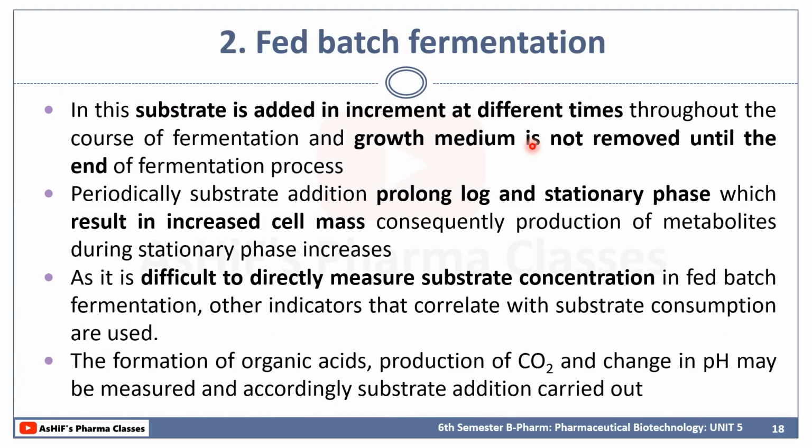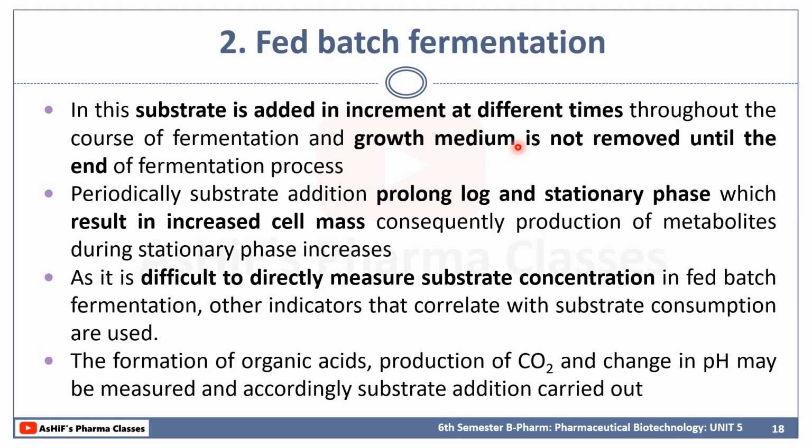Now coming to the second one, that is the fed batch fermentation. As the name indicates, we will feed the batch fermenter. What do you mean by feeding? As we mentioned, in order to produce primary metabolites, we have to prolong the stationary phase or exponential phase, right? So in order to prolong the log phase or exponential phase, we may have to add some nutrients in between the fermentation process, before the fermentation process is over. Okay, so that is the fed batch fermentation.